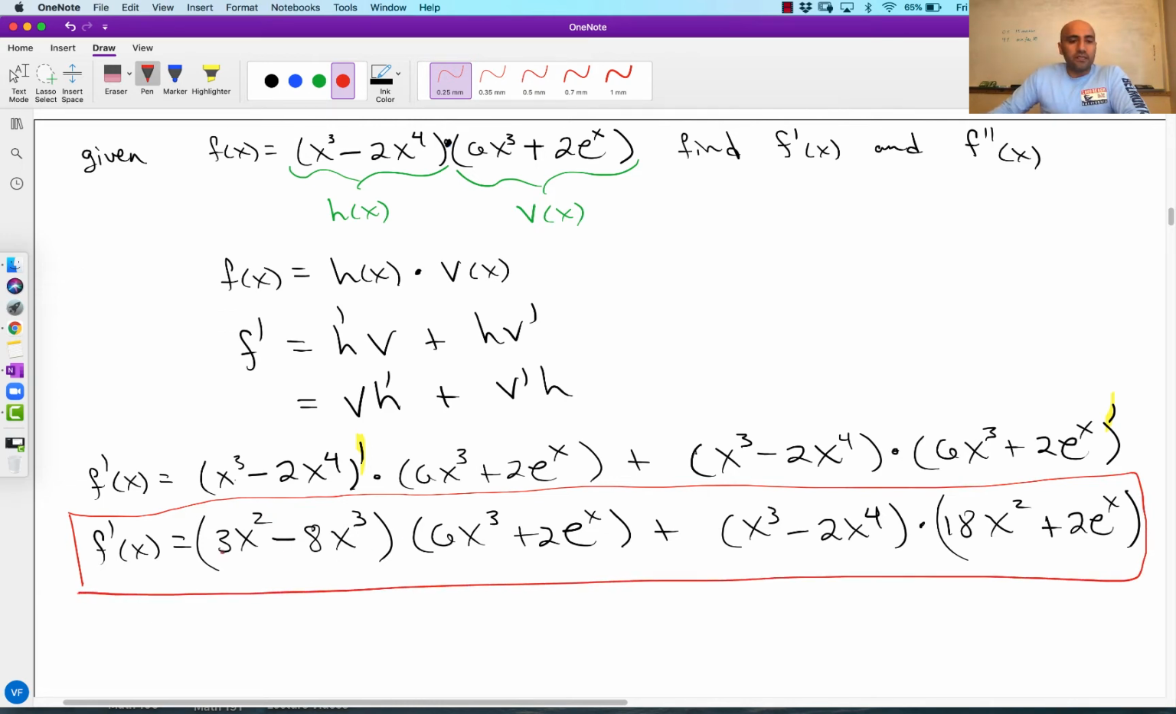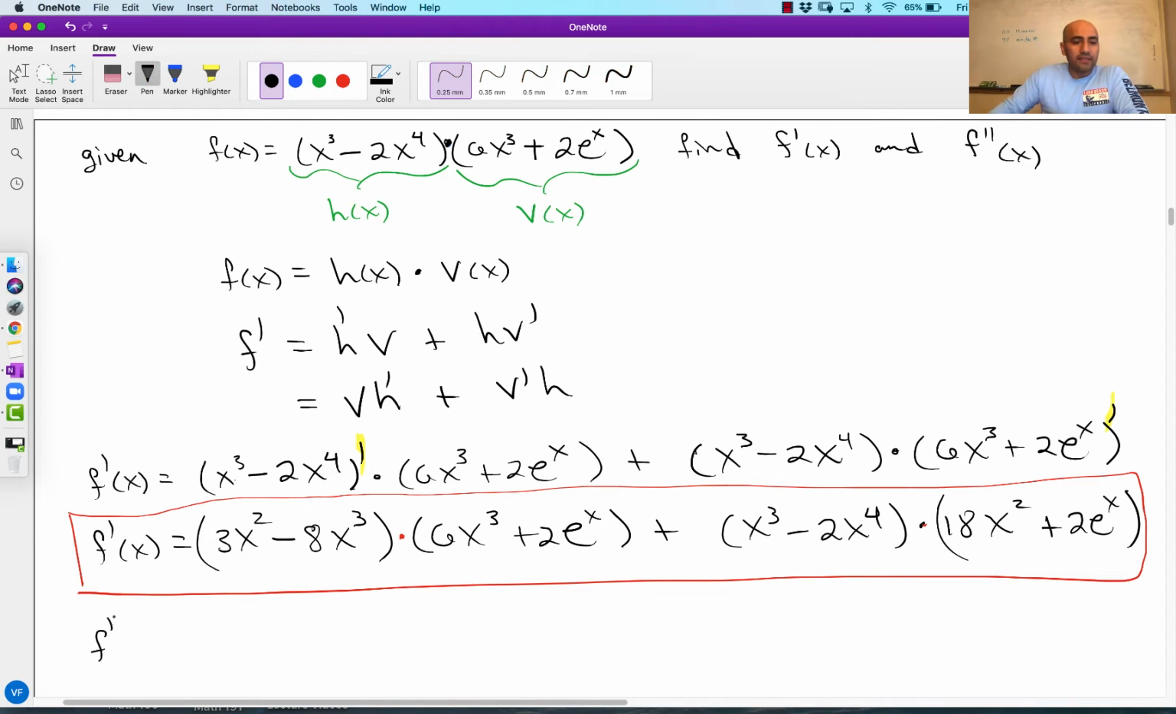We could FOIL this out again. FOIL, FOIL, FOIL, FOIL, and we'd have 4 ugly terms here, and then we'd have some ugly terms over here, and then we'd have one ginormous long polynomial, and then we can find derivatives that way. Or we can apply the product rule twice. Here is a product rule, here is a product rule, and then add them together. Okay, so that's what I'm going to do.